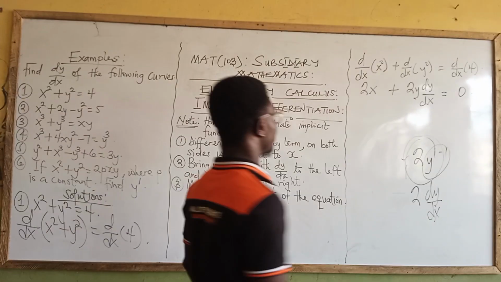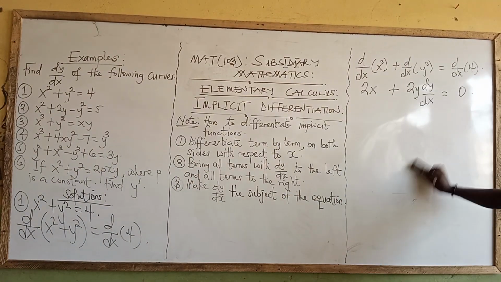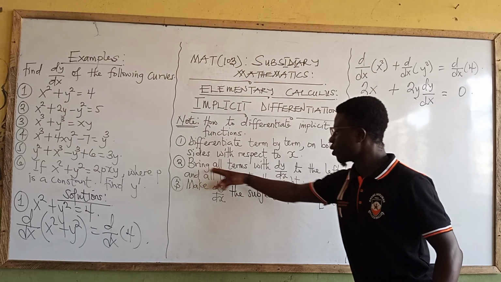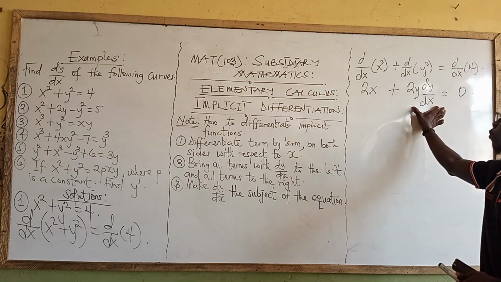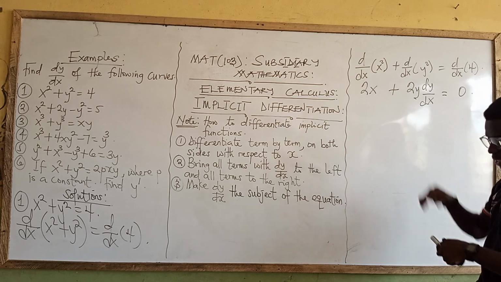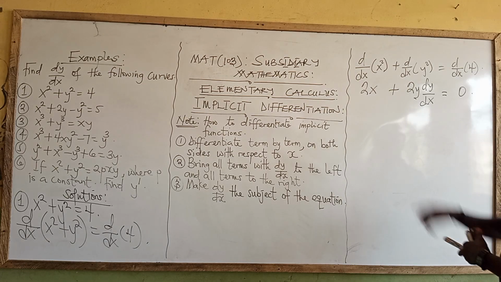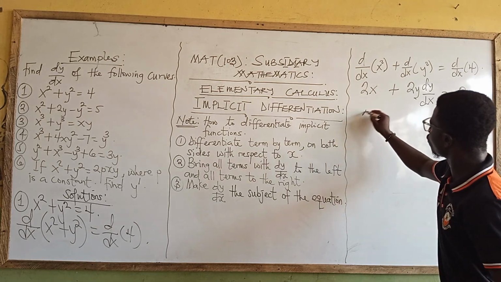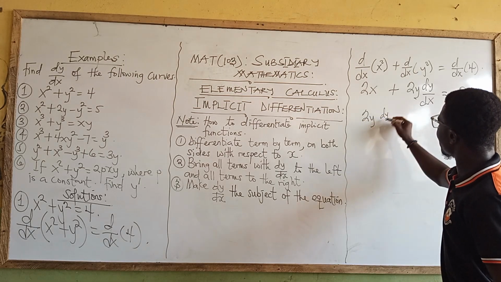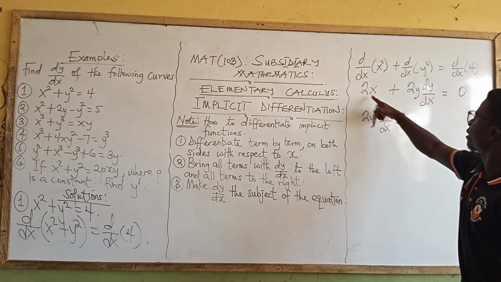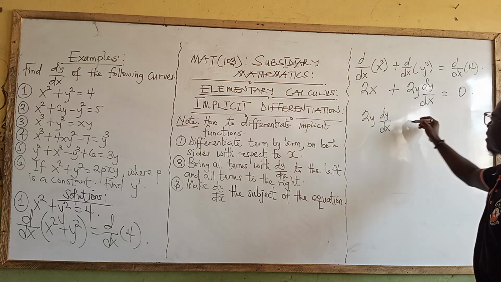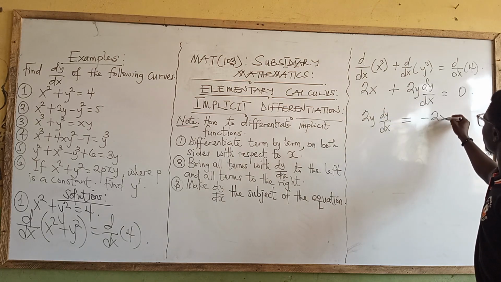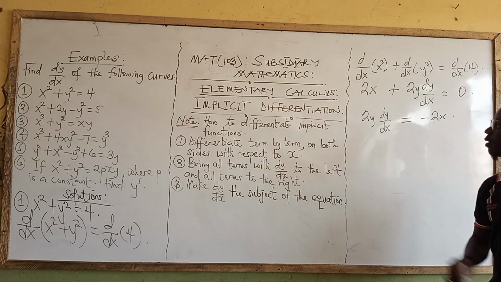Alright. So now let's see what we do. Step 2: bring all terms with dy over dx to the left and all the other terms to the right. So this term is having dy over dx, so we bring it to the left and maintain it there. So it is 2y dy over dx. Then we send this x, which is not having dy over dx, to the right hand side. So we get negative 2x.